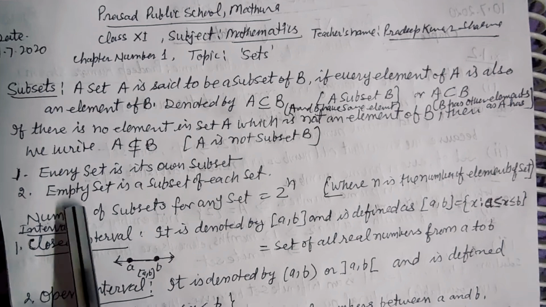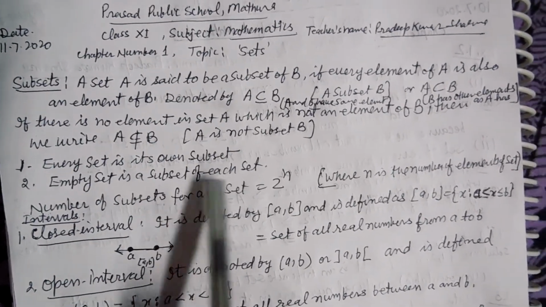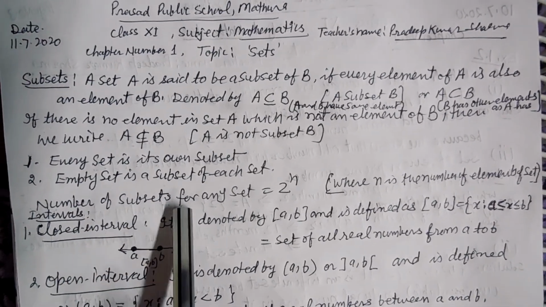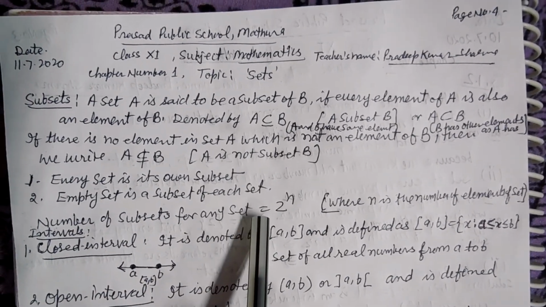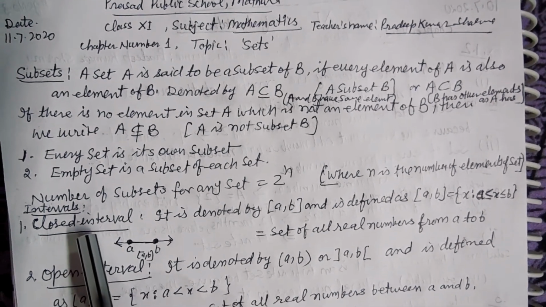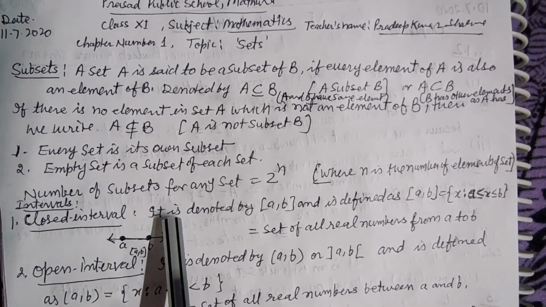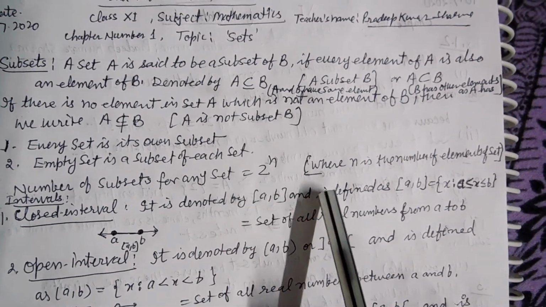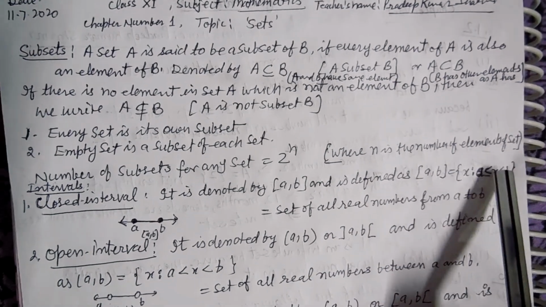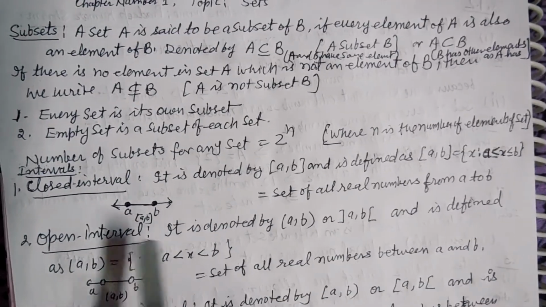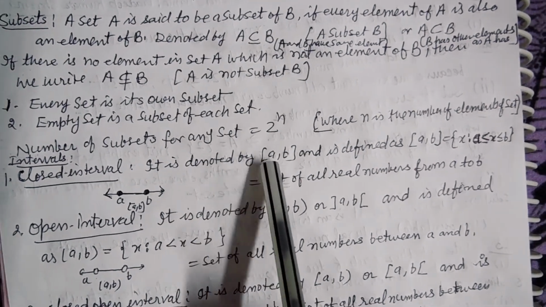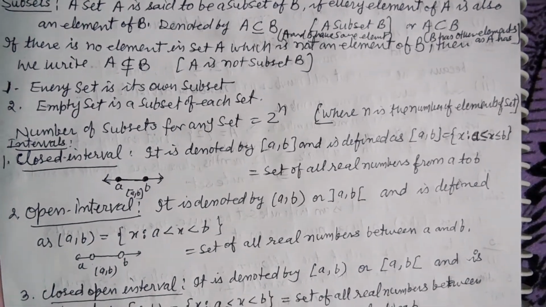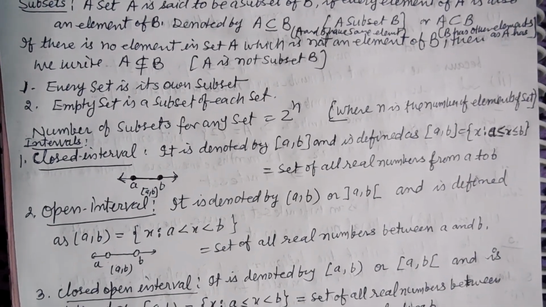First point, note here, every set is its own subset. Second, the empty set is a subset of each set. The number of subsets for any set is equal to 2 power n, where n is the number of elements of the set. So the number of subsets we find by the formula 2 power n. Clear? n क्या है यहाँ पर? n is the number of elements of the given set.